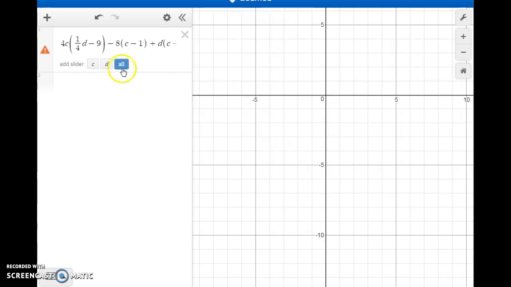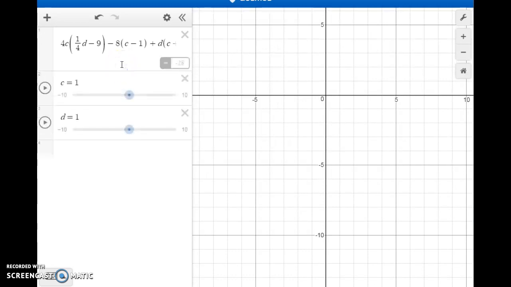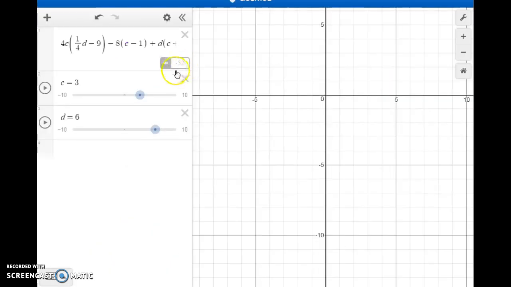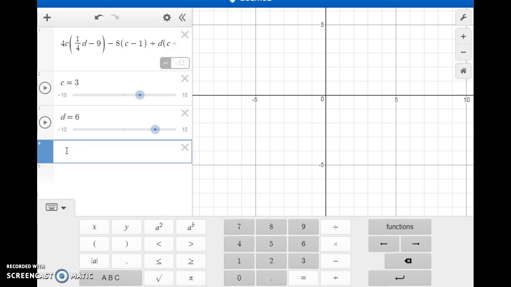However, we can still find if something's equal, so all we gotta do is add sliders, okay? So let's just make sure that we change our sliders, okay? It doesn't matter what you change it to. Let's just take it off of 1, right? And then just make sure they're different. It doesn't matter, okay? So I'll do 1 and 3 and 6, doesn't matter. Okay, notice it gave me an answer. It gave me negative 52. So that means one of my answer choices, if they're equal, if they're the same, it also has to give me what number? Negative 52. So that's where you check your answer choices.